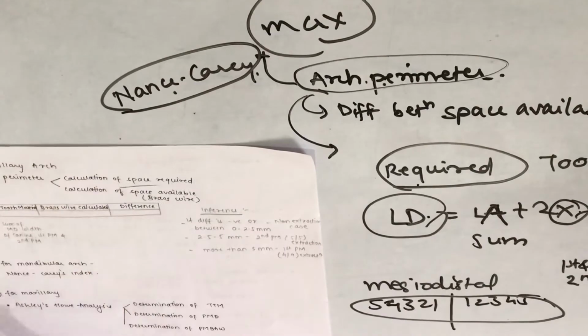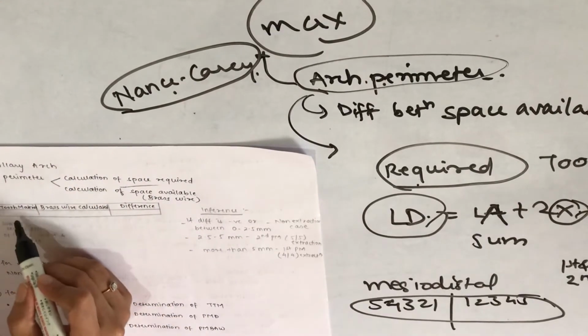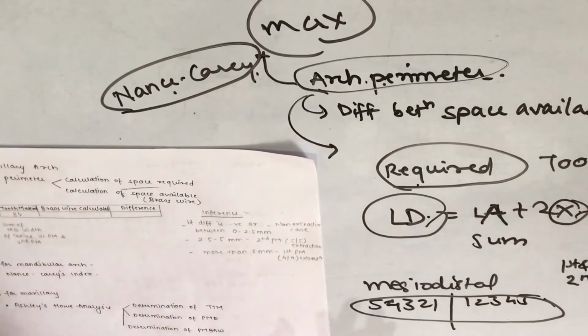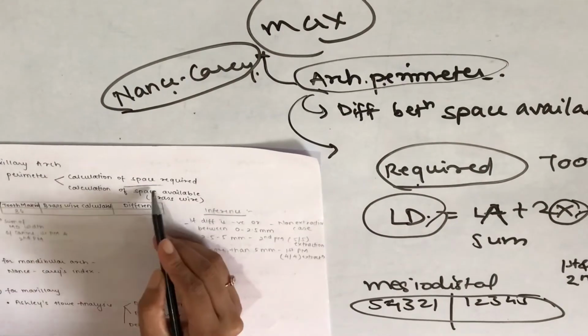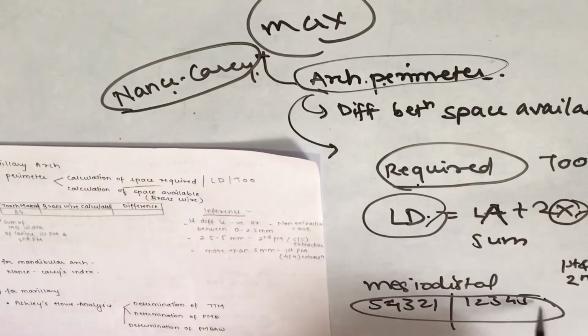So first we have seen the calculation of the space required, and you have to write down whatever the calculation comes to. For example, if it is 80, then the space required is 80. The space required is nothing but LD, or the tooth material, in which you are measuring the mesiodistal width of all these 10 teeth.